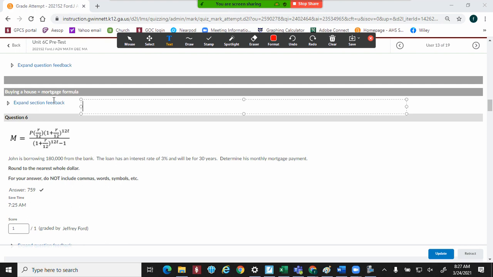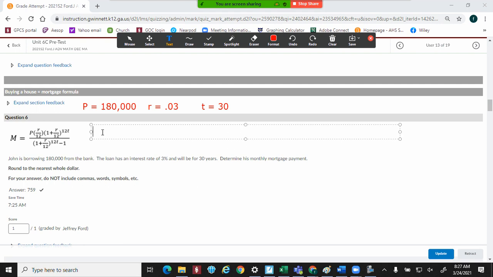So first off, let's get some letters out of the way. P represents how much he's borrowing, so that's $180,000. Okay. R is going to be the percent as a decimal. T is going to be 30 years. All right. So the way I like to do this is I like to take my scientific calculator and do the numerator of the formula first.